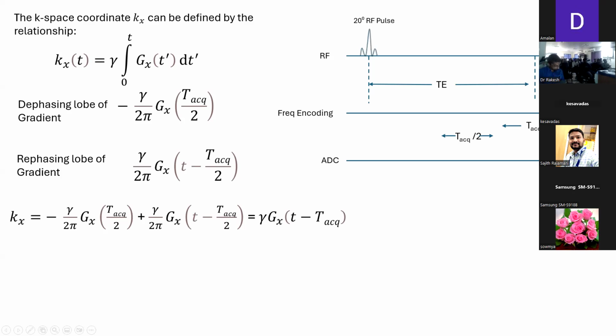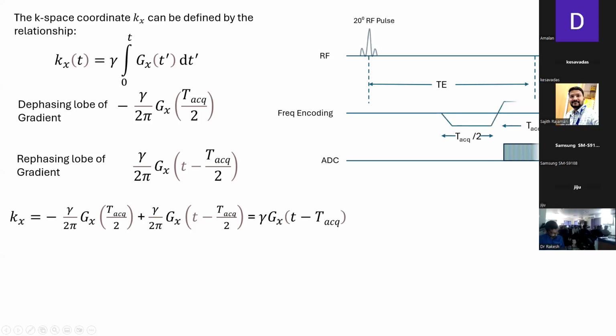Also, if you see this diagram, t_acq by 2 is the time of application of our first lobe, which is the negative lobe of the gradient, and t_acq is the time for the second lobe.